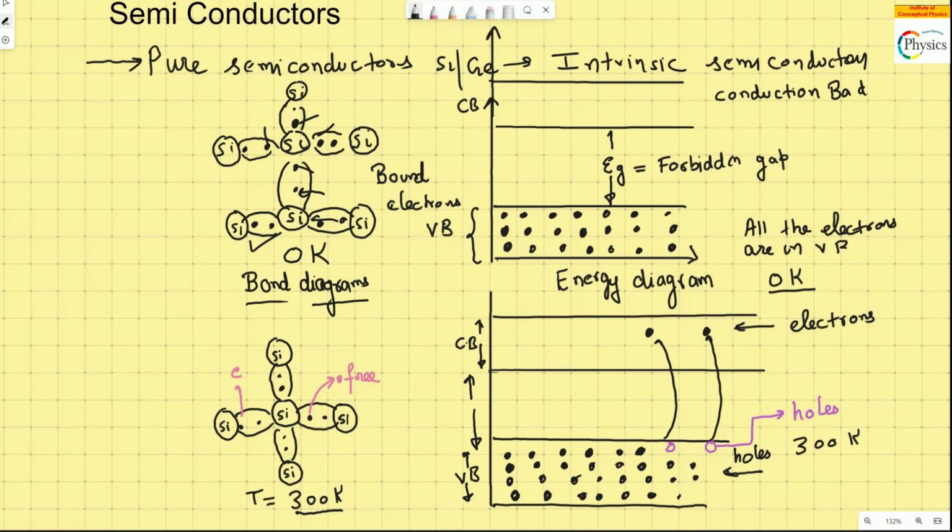valence band. But if you look at the 300 Kelvin diagram, now the electrons have moved to the conduction band also. So at 0 Kelvin, when all the electrons are in the valence band, no electricity flows because the conduction band is completely empty. There is no electron.